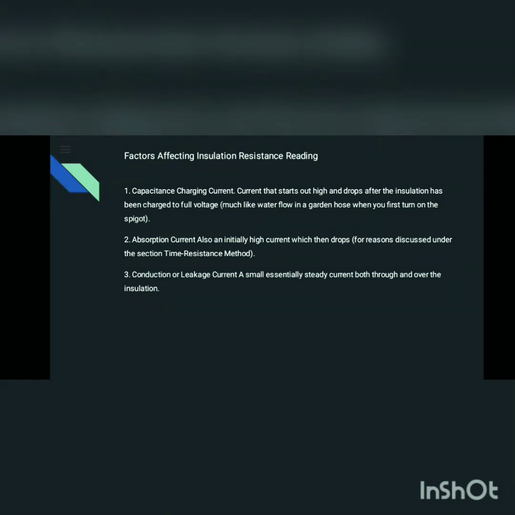Number 2. Absorption current, also an exceptionally high current which then drops, for reasons discussed under the section on the time resistance method. Number 3. Conduction or leakage current, a small, essentially steady current both through and over the insulation.